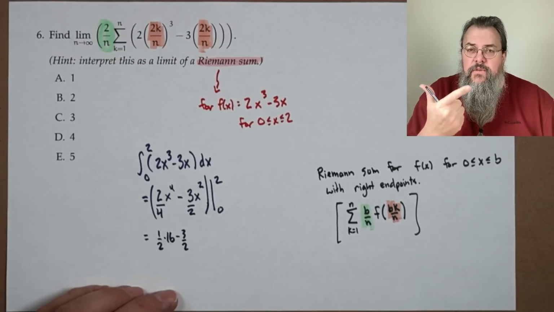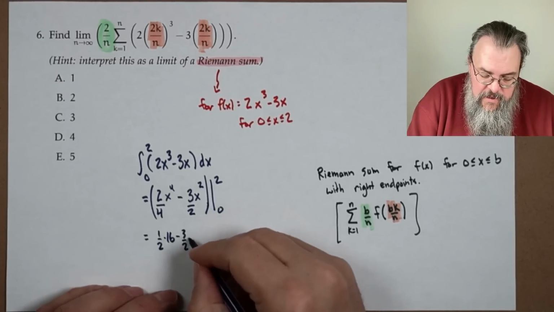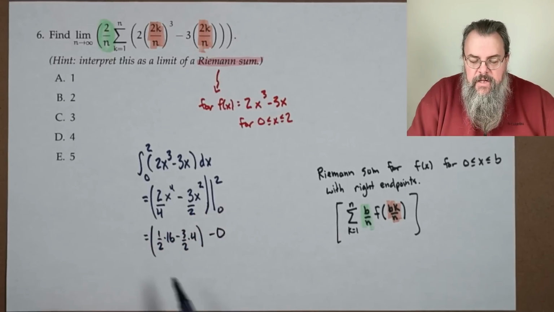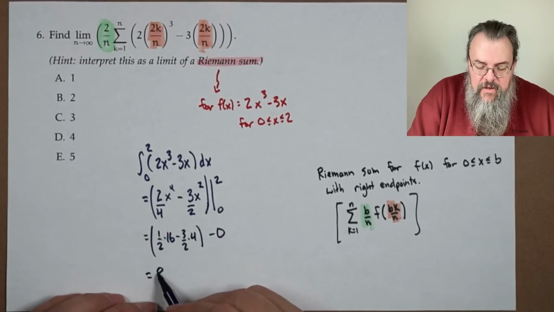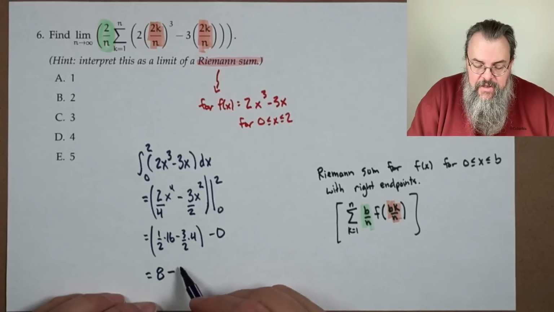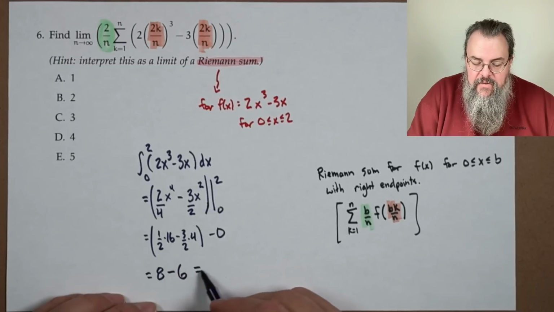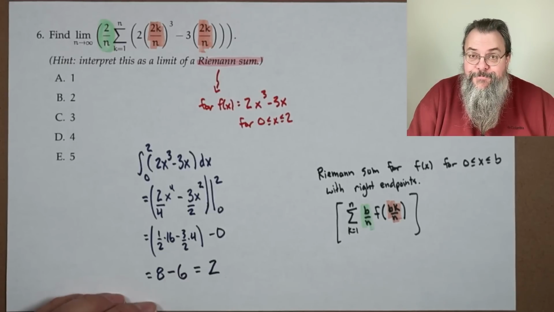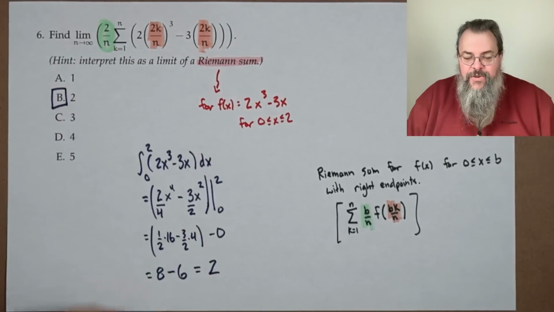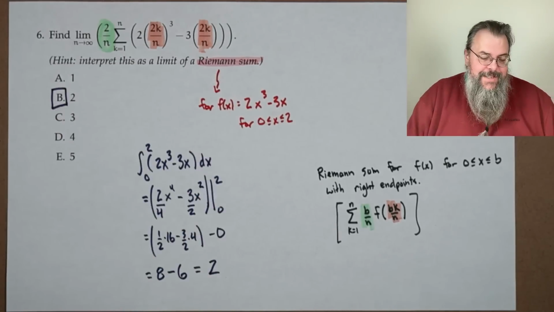And then 2 squared is 4. And then when we plug in 0, we have 0. So 1/2 times 16 is 8. 3/2 times 4 is 6. 8 minus 6 is 2. So our limit is 2.